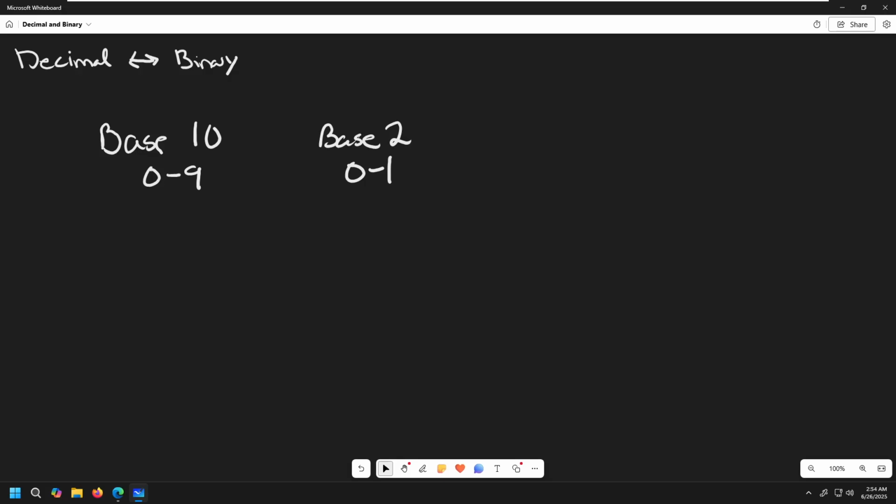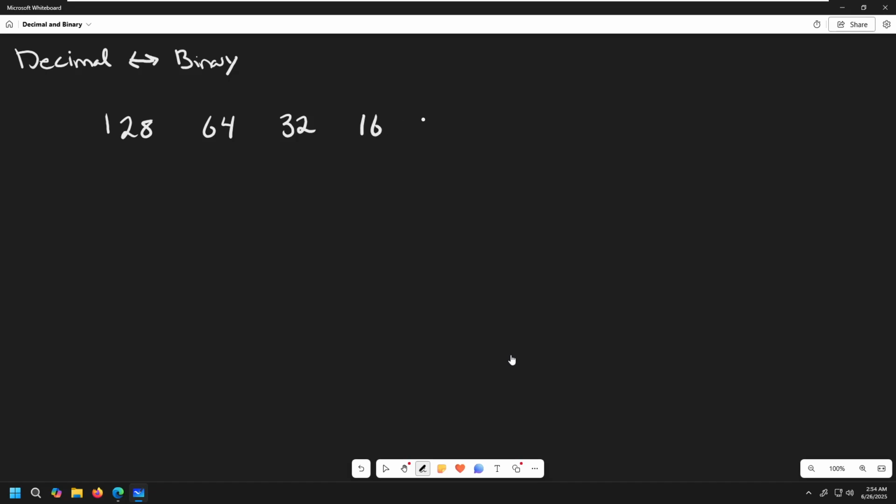Okay, let me erase what I just did, and let's start. First step to converting between decimal and binary is to write out 8 values, and I'm going to try to make them large. I think I'll start about right here, and those values are starting with 128, 64, 32, 16, 8, 4, 2, and 1.